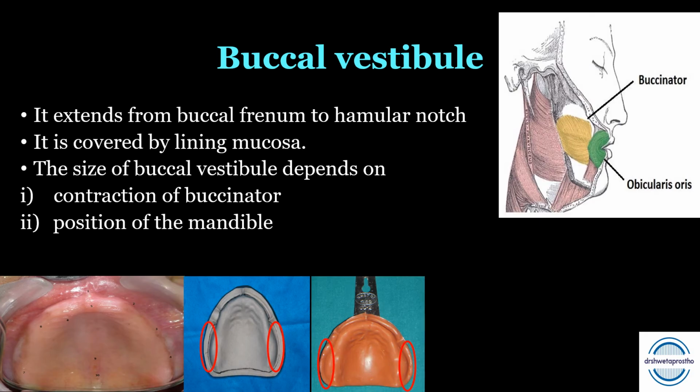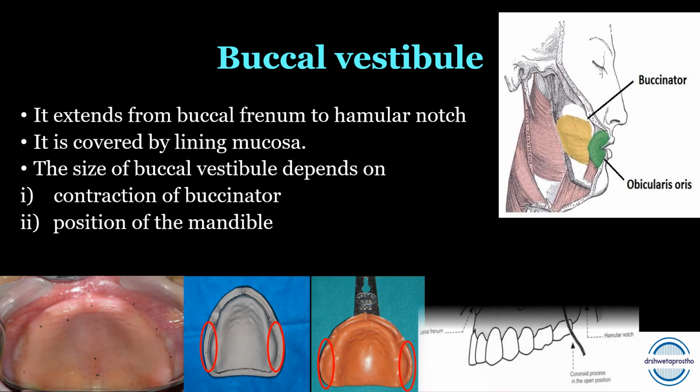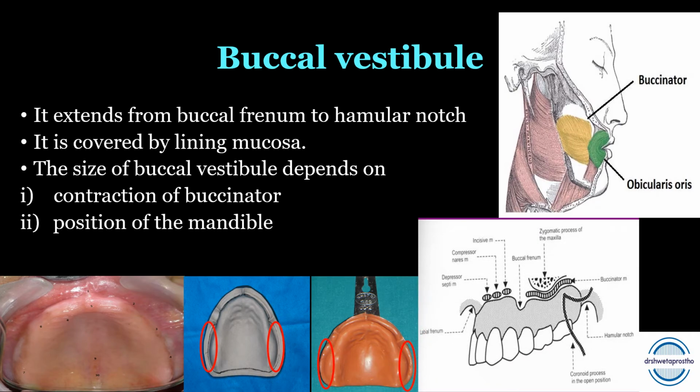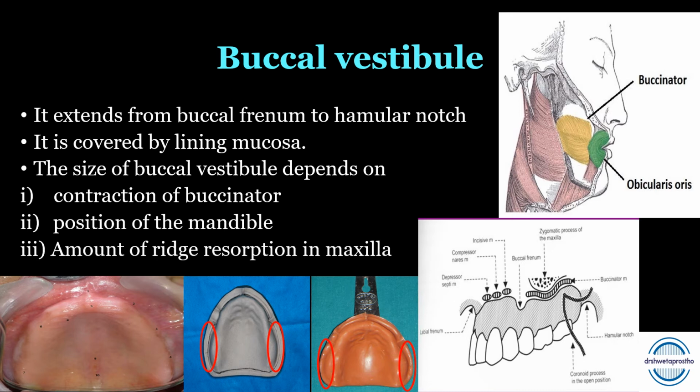Second is the position of the mandible. When the mandible opens or moves to the opposite side, the width of the buccal vestibule reduces. Why? Because the coronoid process moves anteriorly and narrows down the buccal vestibular space. Third is the amount of resorption of the maxilla. The more the resorption, the wider the vestibular space will be.